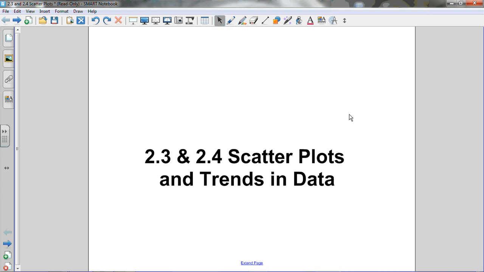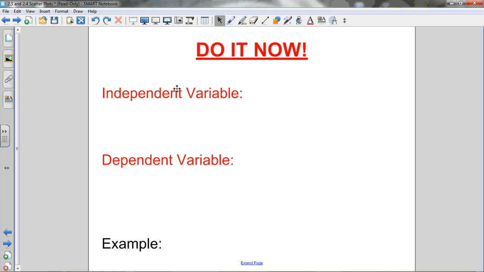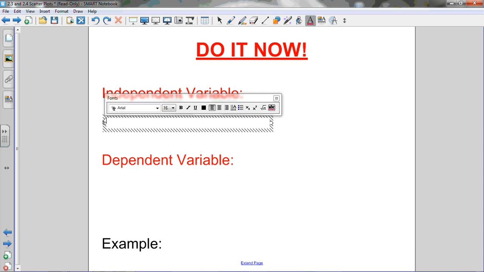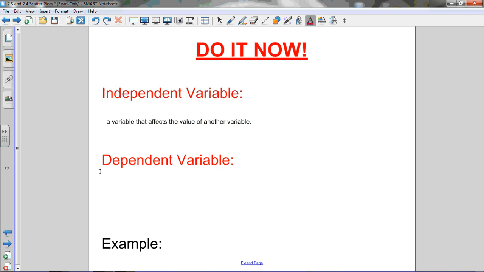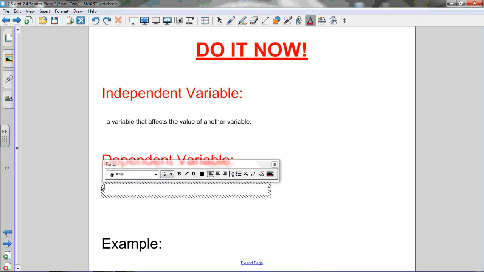Before we actually look at scatterplots, we need to make sure we understand the difference between an independent variable and a dependent variable. An independent variable, we can write the definition here, is a variable that affects the value of another variable. And a dependent variable, opposite to that, is a variable that is affected by some other variable.